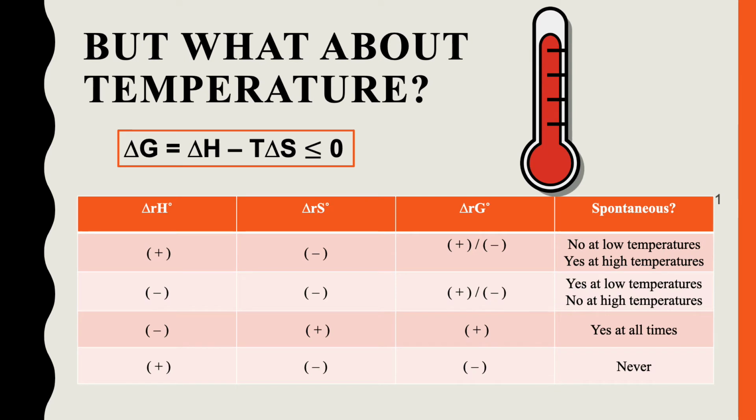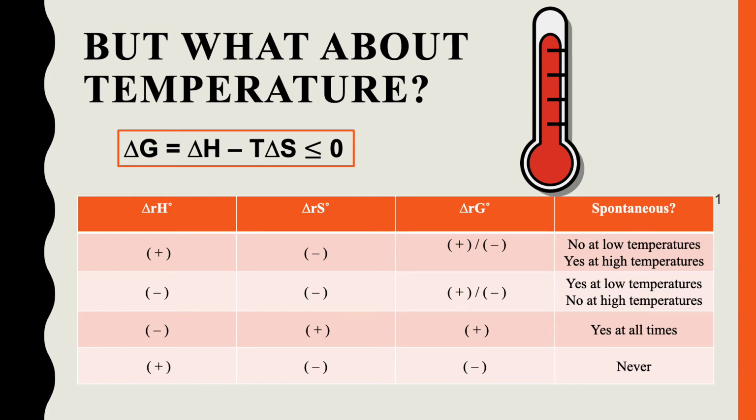But what about temperature? Temperature is obviously a very significant part of calculating your Gibbs free energy. And if you know the sign of your entropy and your enthalpy, then that can change depending on the temperature, even if those are set. So we're just going to look at this chart here that has it nicely laid out.